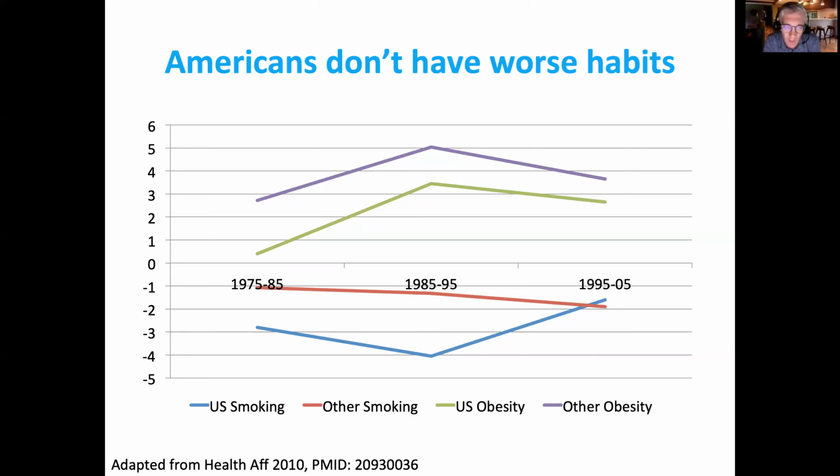Here you see the rates of smoking in the United States in the blue line, smoking in other peer countries in the red line, US obesity rates in green, changes in obesity rates in other countries in purple. And you see that while we certainly have our issues with all these things, we're not really a world outlier in these things. I think we're the second most obese country in the world right now, but other countries are catching up with us.